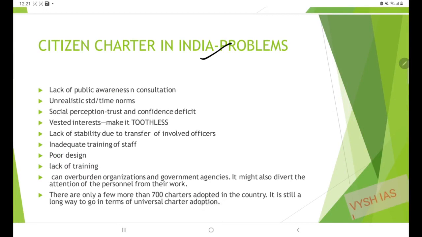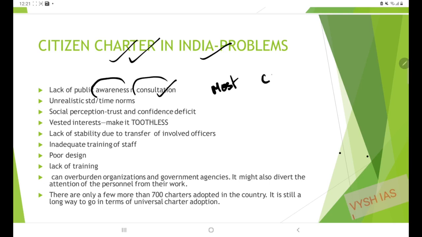So the first problem is lack of public awareness and consultation. Since we are preparing for UPSC, we would know that. Anyone else preparing for any other exam would be knowing this term. Other than that, most Indian people don't even know there is an initiative called citizen charter. So there is this awareness problem and consultation issue.